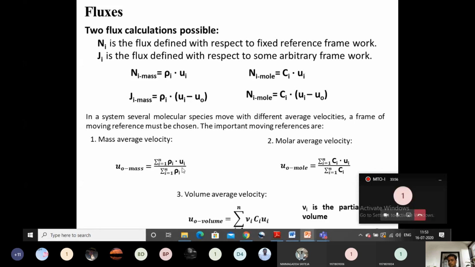Similarly, in the case of mole, instead of rho I, we use the concentration term Ci into ui. Similarly, in the case of volume average velocity, we have to use the partial molar volume. Rest everything will be the same. As far as mass transfer is concerned, we frequently use these two equations, the first one and the second one: mass average velocity and molar average velocity.